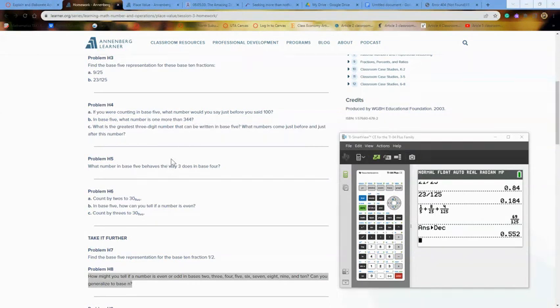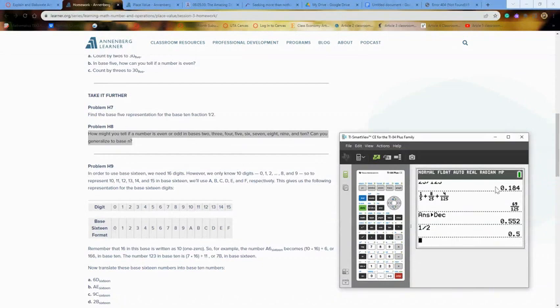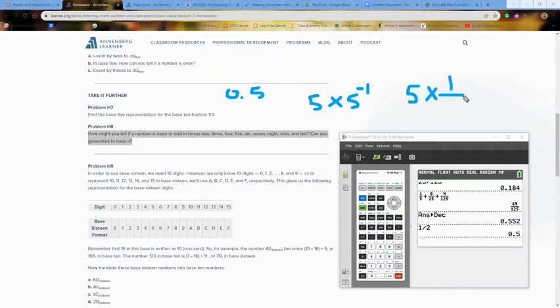Question 7. Find the base 5 representation for the base 10 fraction 1/2. So for me, I would do 1 divided by 2. I would get 0.5, and then I'd put that, so I'll show you what I would do. I would have 0.5. I would have 5 times 5 to the negative first power, which would be 5 times 1/5, which would equal 1.